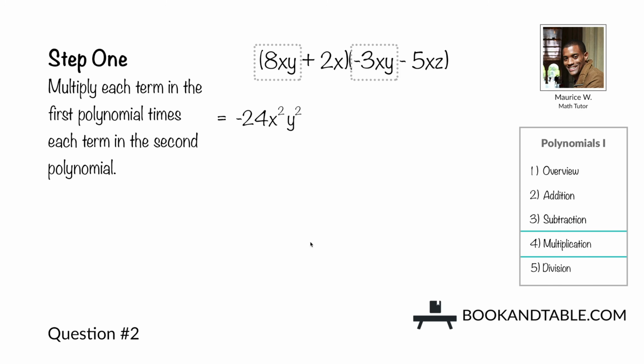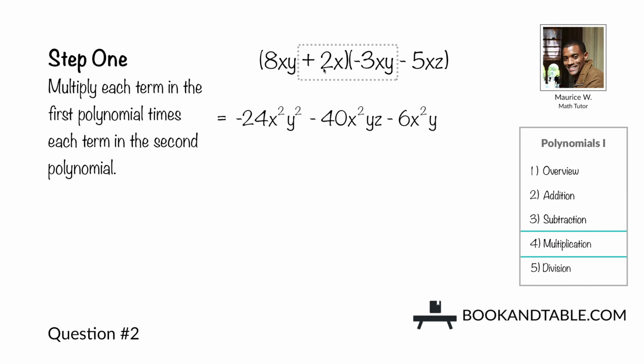Question number 2. We're asked to find the product of 8xy plus 2x times negative 3xy minus 5xz. So step 1, multiply each term in the first polynomial times each term in the second polynomial, giving us 8xy times negative 3xy, which would be negative 24x squared y squared. Then we multiply this term times the second term, giving us 8 times negative 5, which is negative 40. X times x is x squared. Y times nothing is y. And z times nothing is z.